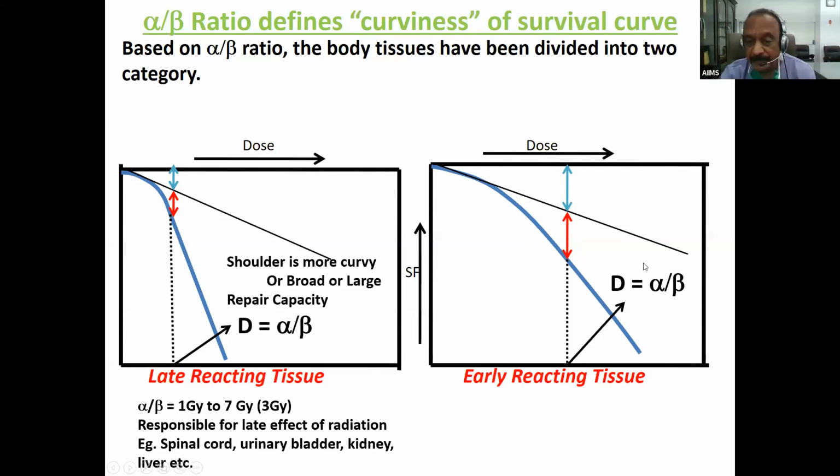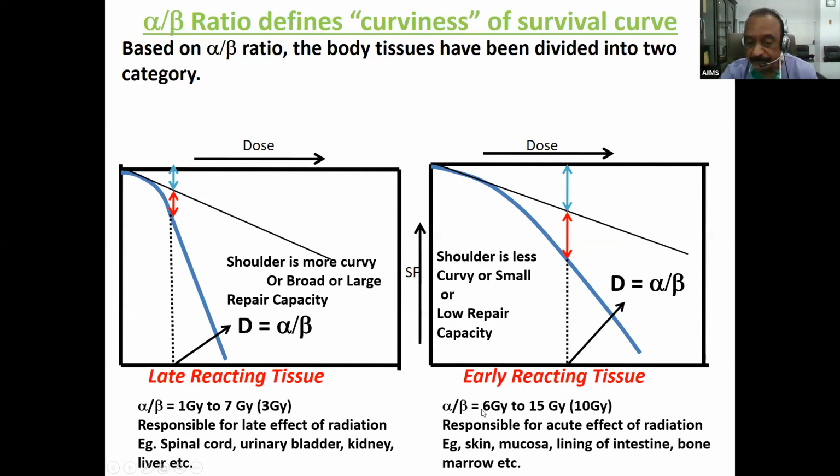And here we call it that shoulder is less curvy or shoulder is small, and they have low repair capacity. So early reacting tissue have low repair capacity. So this alpha beta ratio ranges from 6 gray to 15 gray depending upon the type of the tissue. We take an average of 10 gray, right?